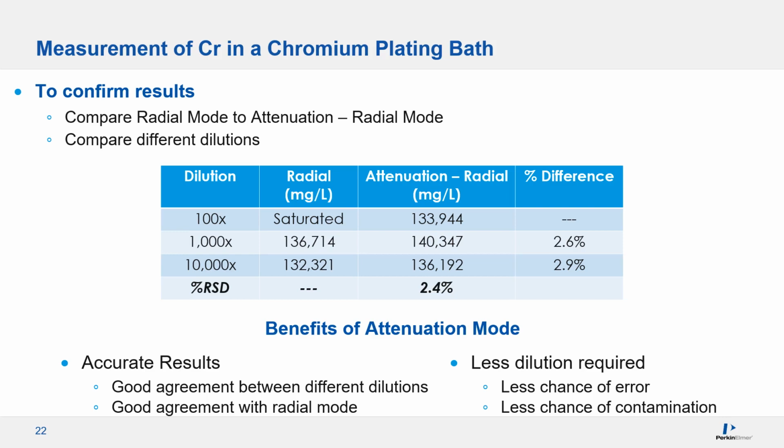But again, as a further confirmation, the sample was diluted 10,000x. Radial mode, again, we're about 13.2%, and attenuated radial mode, we're reading 13.6%. Again, our percent difference is less than 3%.